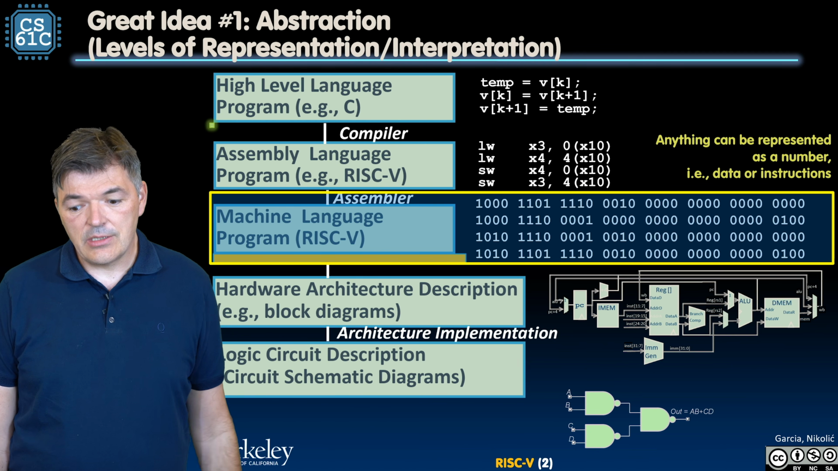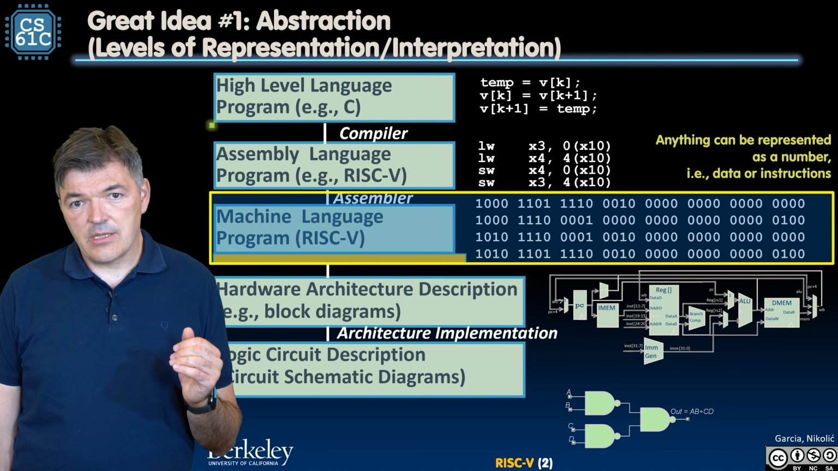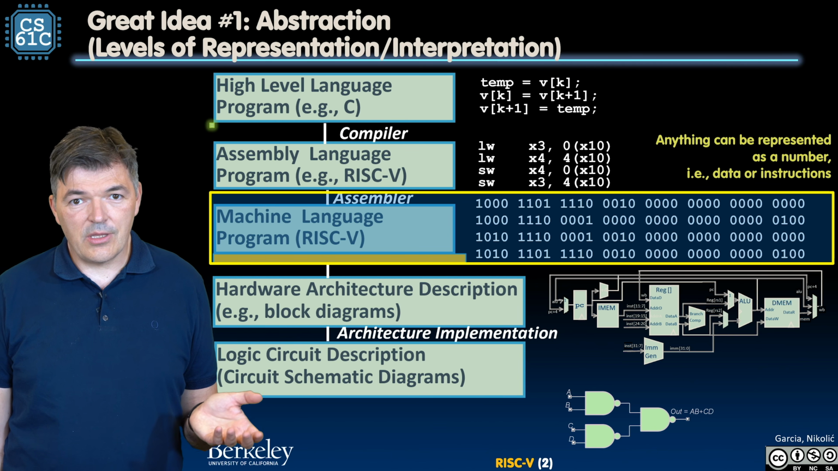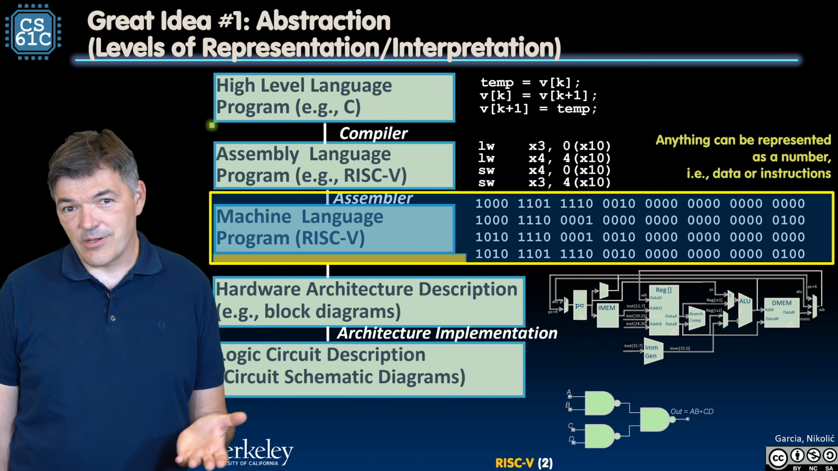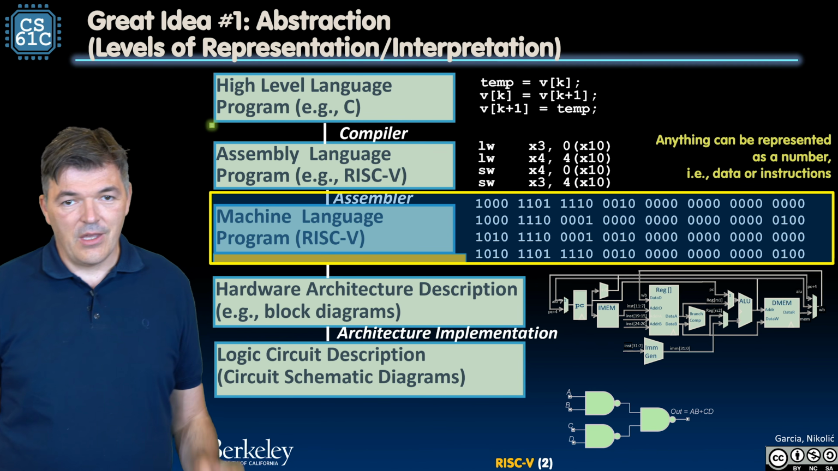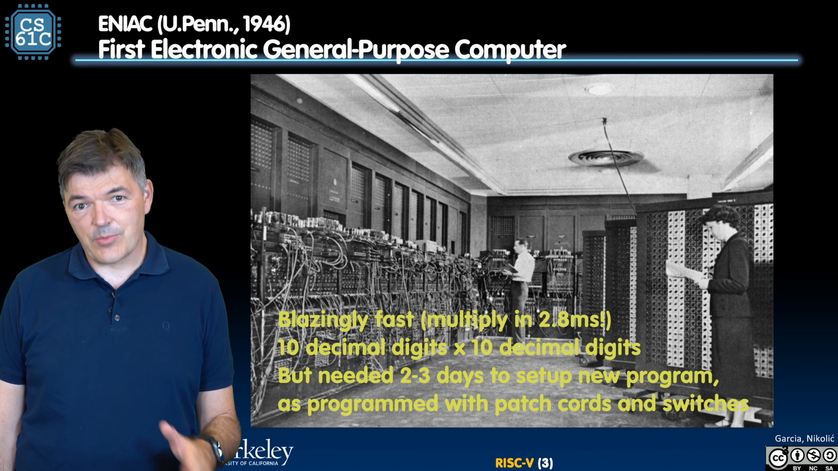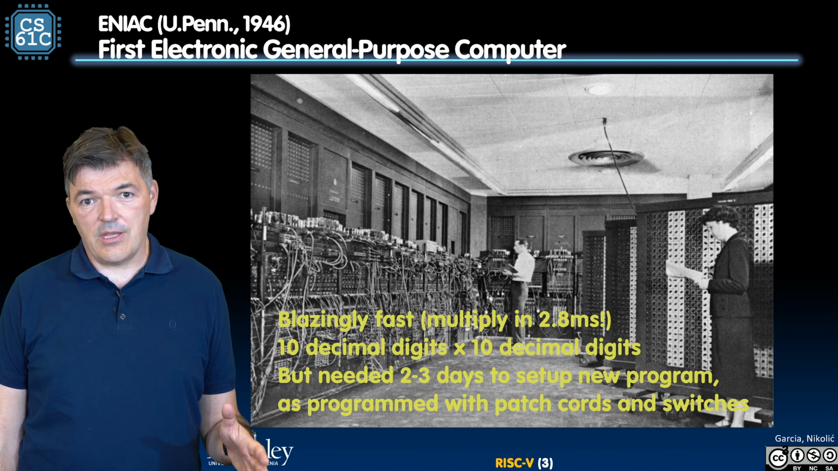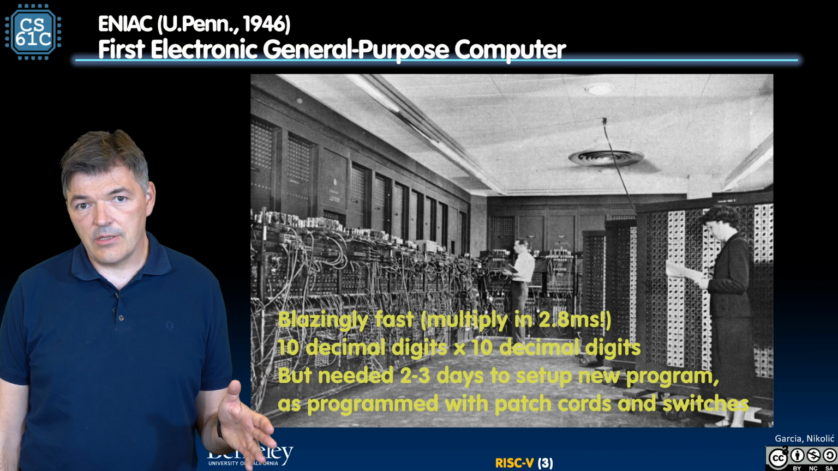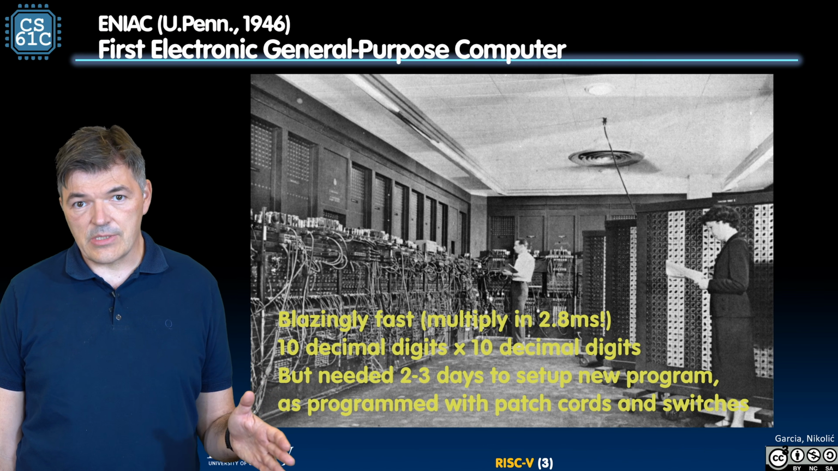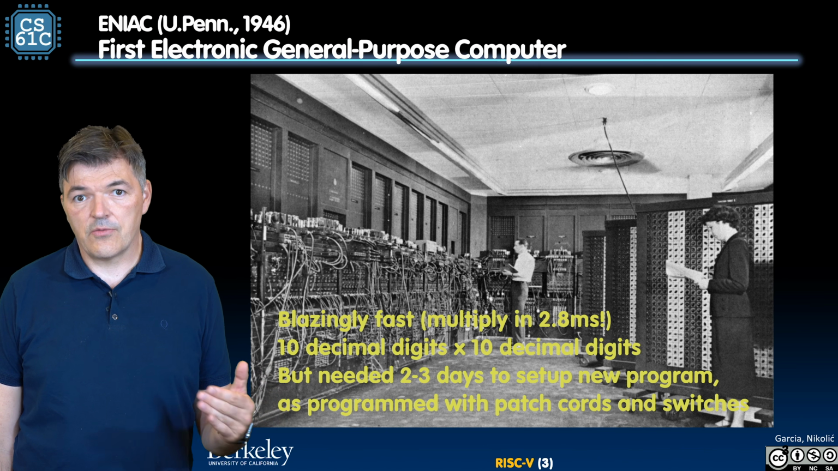But before we get into that, let's take a look a bit at the computer history and how we ended up with some of the concepts and the terms that we are using here. The first general purpose electronic computer was the ENIAC. ENIAC was built in 1946 at the University of Pennsylvania under a contract from the US Army.